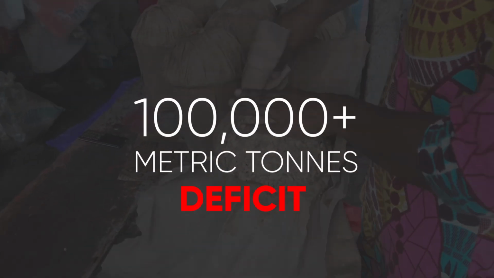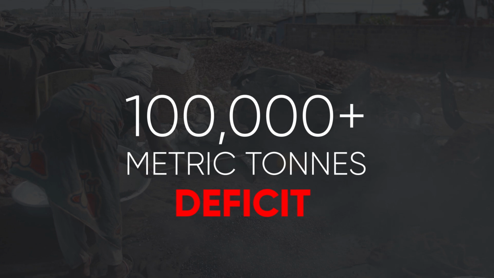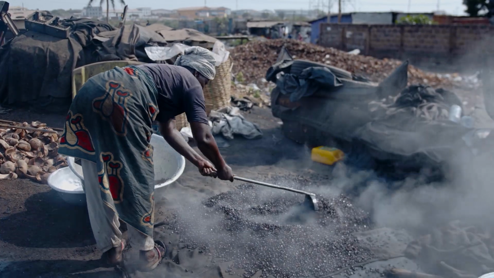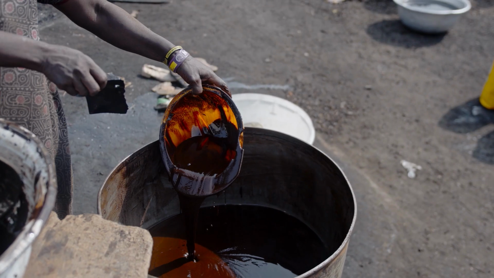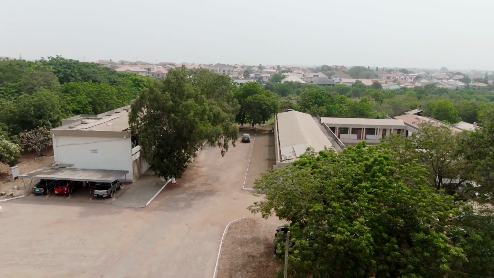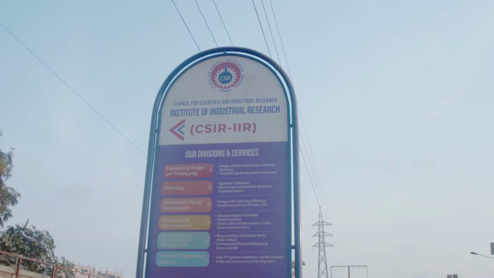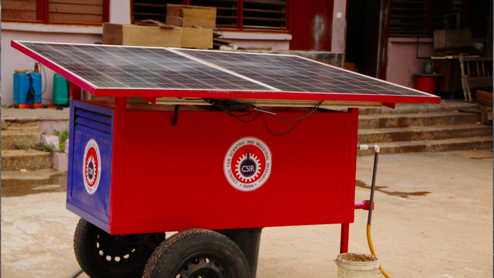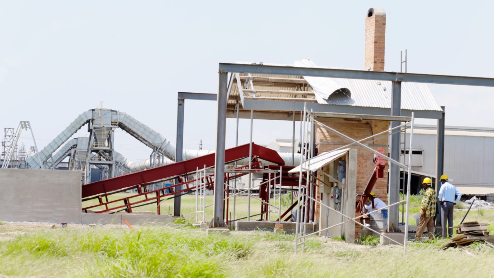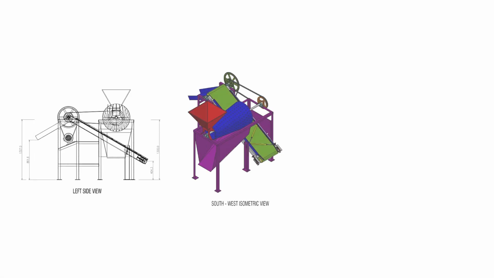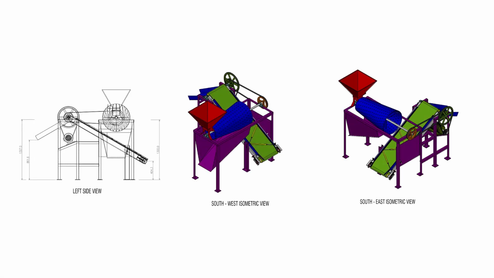Given a projected national visible edible oil deficit of more than 100,000 metric tons, upgrading the process technology of women processors will increase their oil market share and income levels. Over the years, the Council for Scientific and Industrial Research, Institute of Industrial Research, has developed several mechanized engineering technologies to aid industry in their operations. These technologies have been installed across the country. Among these technologies is the mechanized palm nut cracker and kernel shell separator.